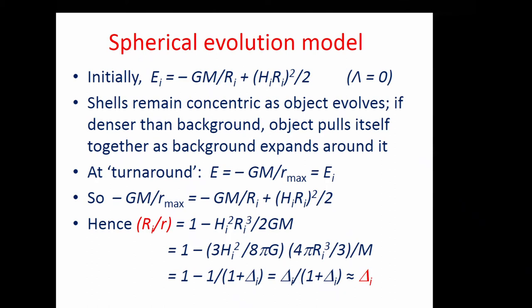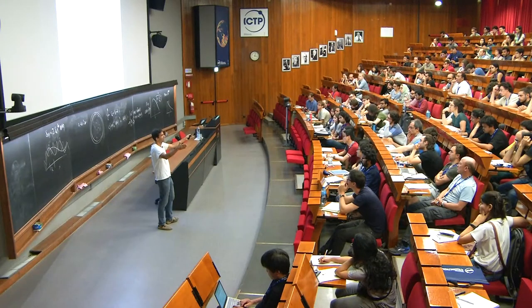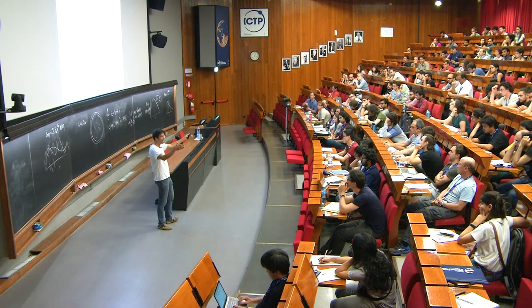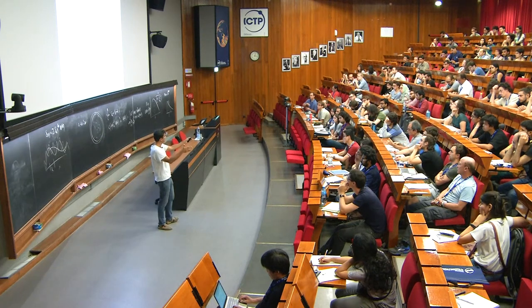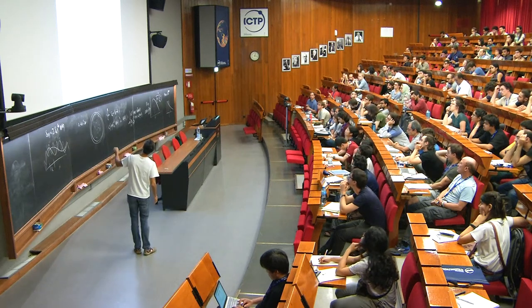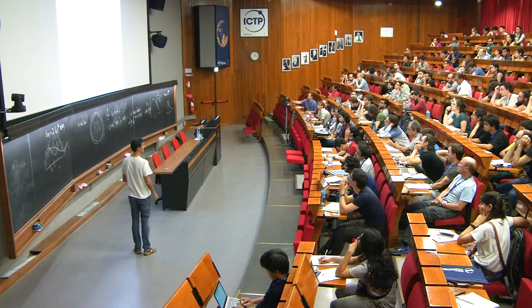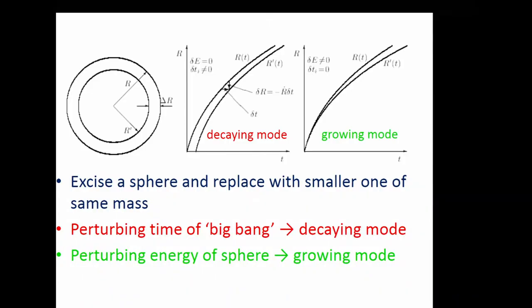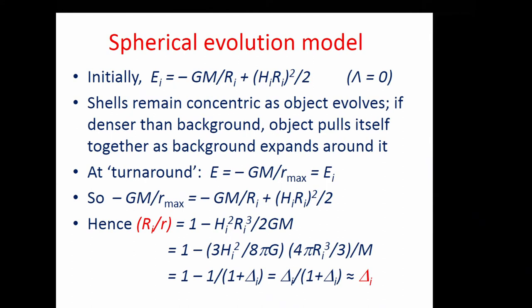So the idea is that you have a patch, and suppose this patch is a little bit denser than the background universe. If it is a little bit denser, then the rest of the universe will expand, and it won't expand quite as fast. Okay? So it will gradually pull itself together compared to the expansion. That was kind of what this thing was showing you. Okay, the universe is expanding like this, and it will pull itself away from the expansion. Its size as a function of time will get bigger, but eventually it may even recollapse. Right? It may pull itself together altogether.